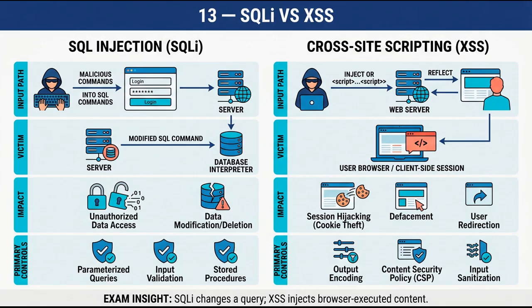Use parameterized queries for SQL injection. Use context-aware output encoding and appropriate sanitization for cross-site scripting. Least privilege limits database damage, while content security policy can limit browser script execution. Consider a search box that causes a database syntax error. Suspect SQL injection. Consider a comment that displays a pop-up to every visitor. Suspect stored XSS. A web application firewall can reduce either risk, but it is a compensating layer rather than a substitute for secure code. On exam questions, identify where the attacker's content is interpreted and who or what experiences the impact.